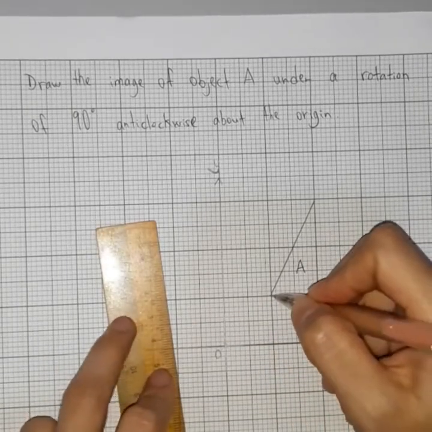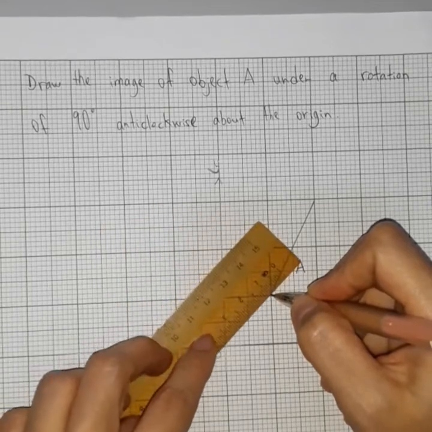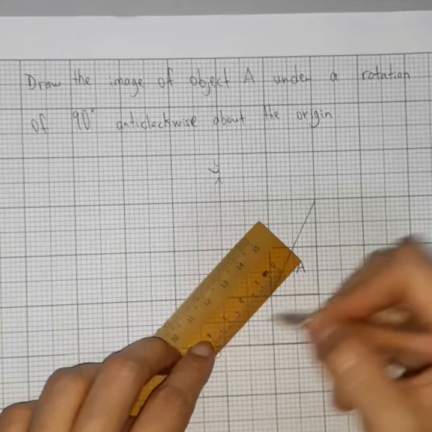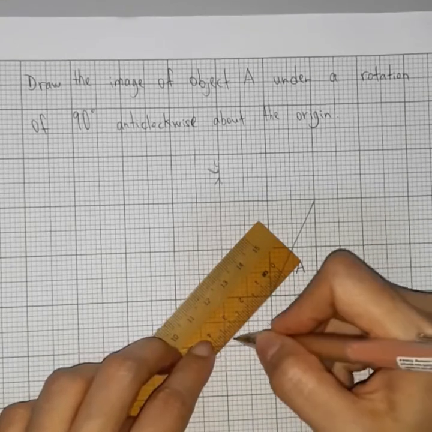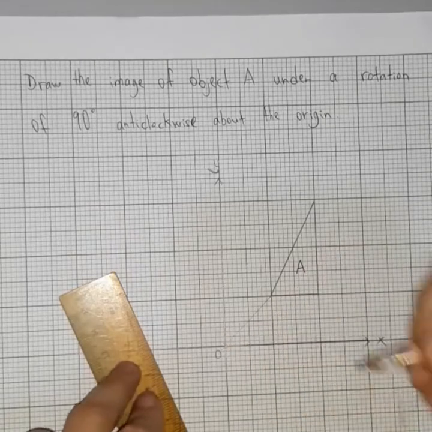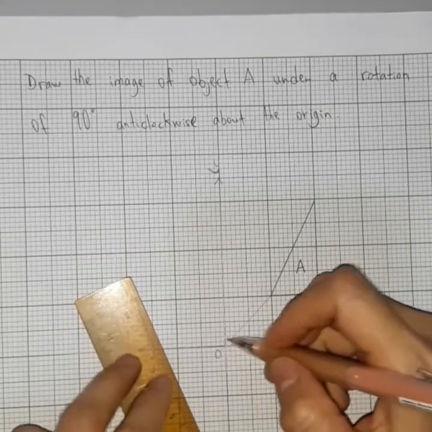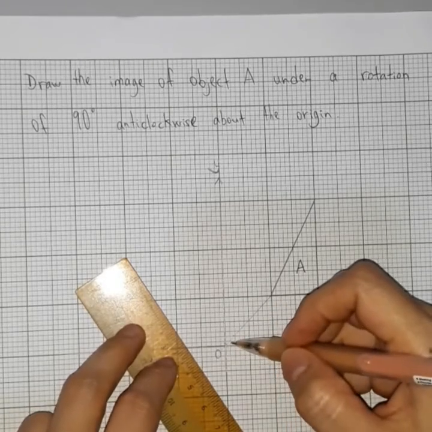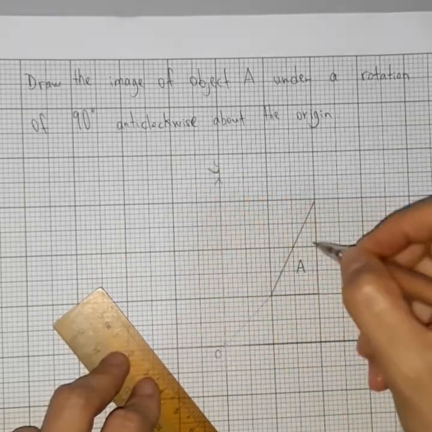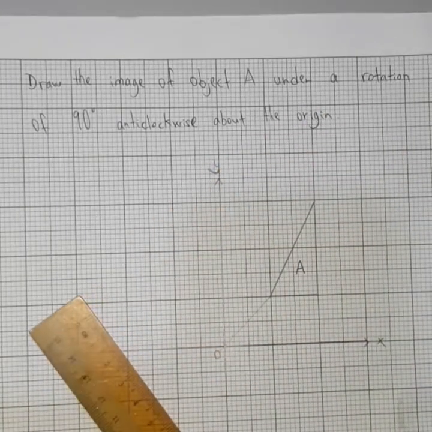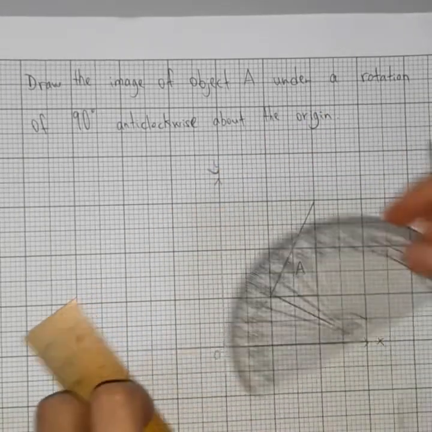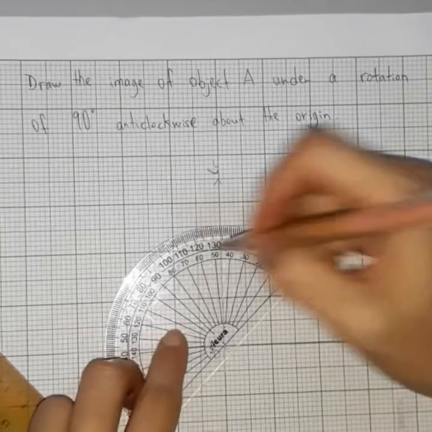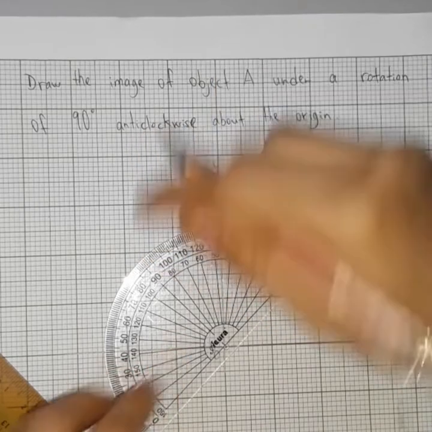Meaning that from a point of the object, I draw a line to the center of rotation. The center is at 0, 0, the origin. And from that line, I have to rotate 90 degrees anti-clockwise in this way. So 90 degrees, then you can use a protractor to measure 90 degrees. So 90 degrees is here.